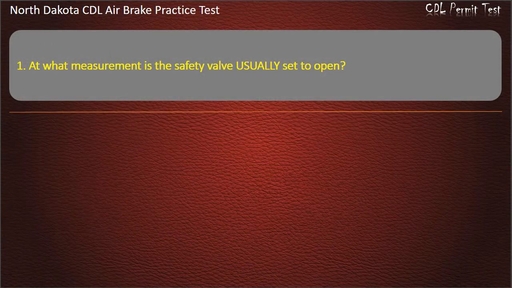Question 1. At what measurement is the safety valve usually set to open? 100 pounds per square inch. 250 pounds per square inch. 200 pounds per square inch. 150 pounds per square inch. Answer. 150 pounds per square inch.